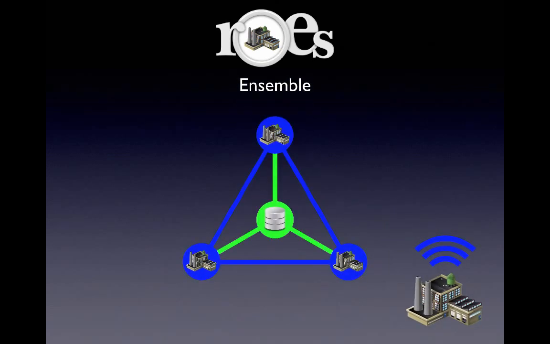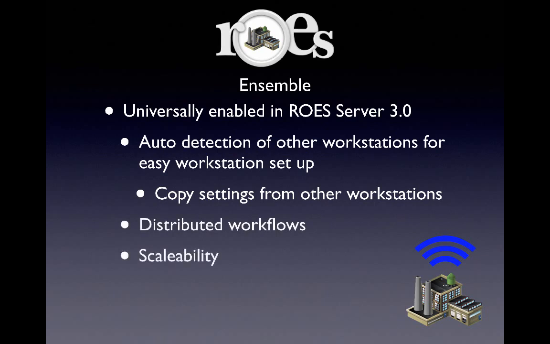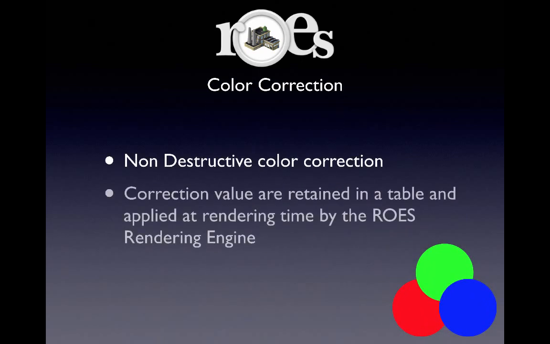So a couple years ago, we had rolled out Ensemble as an add-on. Well, now we're incorporating that universally in 3.0. And Ensemble allows multiple workstations to work together, gives us a distributed workflow, and we've improved it even beyond how we had it before because we can now auto-detect other workstations within your network, which makes it very easy for a new workstation to be added to your Ensemble group because you can now copy settings from other workstations that are out there. You can also name a workstation now, and so it makes it much clearer how you're organizing your work.